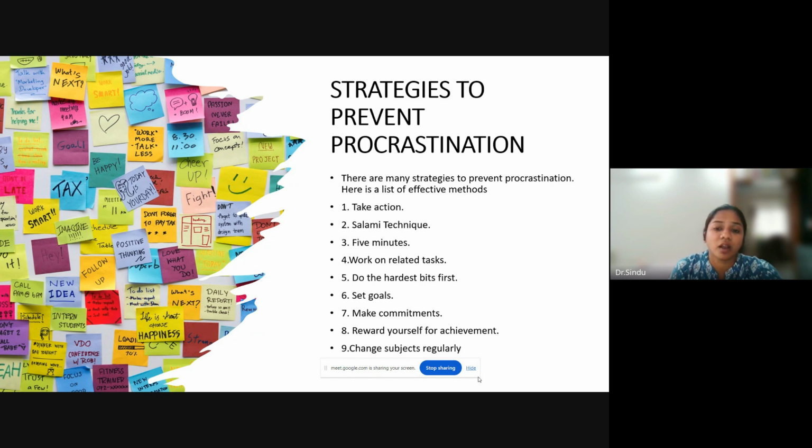Next one is work on related tasks. When you have the stipulated time period, you have to do the related tasks only. Don't distract yourself with other avocations. Do the hardest bits first. When you have the hardest things, do them first, prioritize yourself. Later, you do the simplest things.